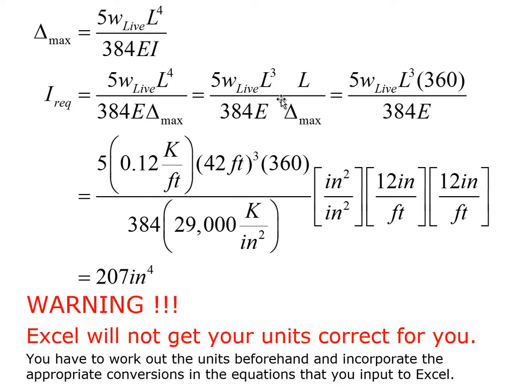So the length is going to be 42 feet to the third power. And then, of course, we have this 360. So L cubed is that. W live is that. 360 is here. And then for 384E, the material stiffness for steel is 29,000 kips per square inch. So we have this expression, and before we can proceed, we have to clean up the units.